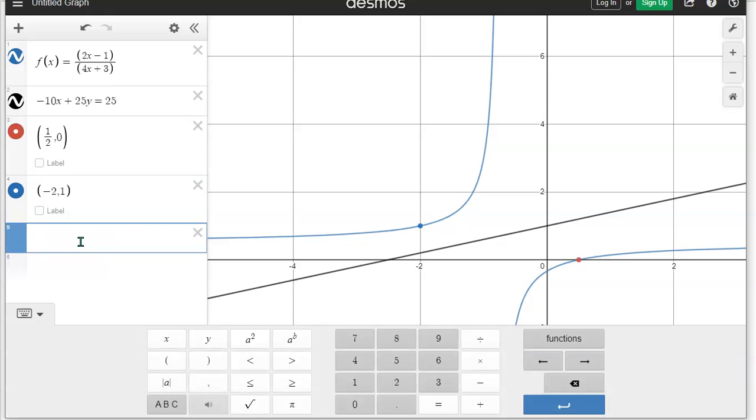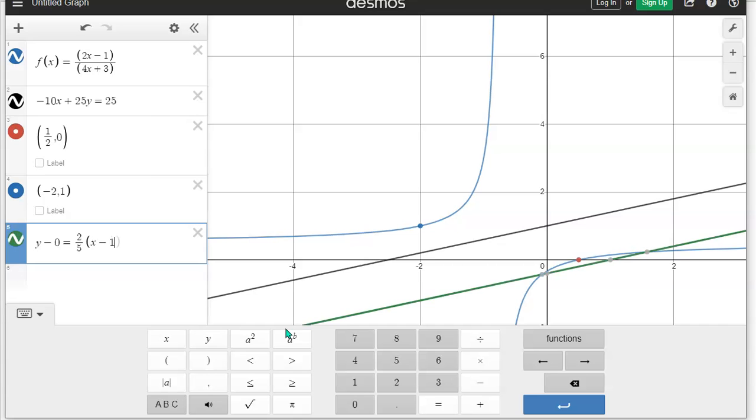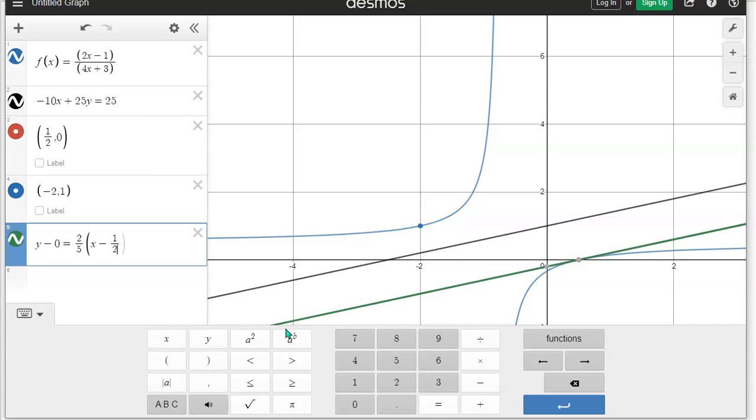So here's the first one, y minus 0 equals 2/5, that was my slope, times x minus 1/2. And boom, look how cool that is. You can literally see that green line perfectly be tangent to my blue function and parallel to my black line.